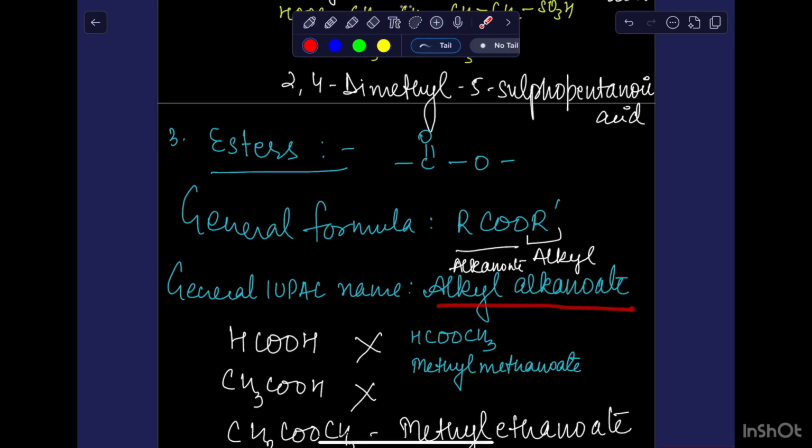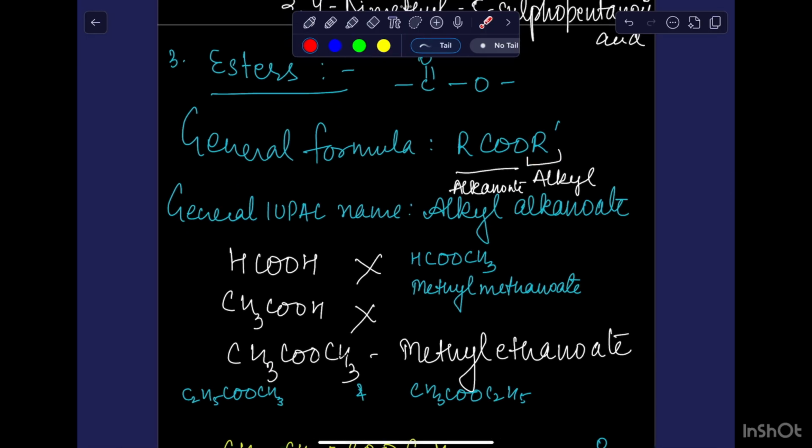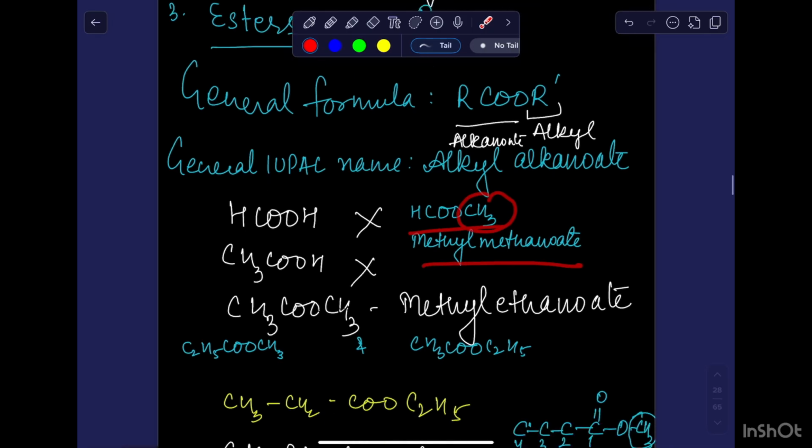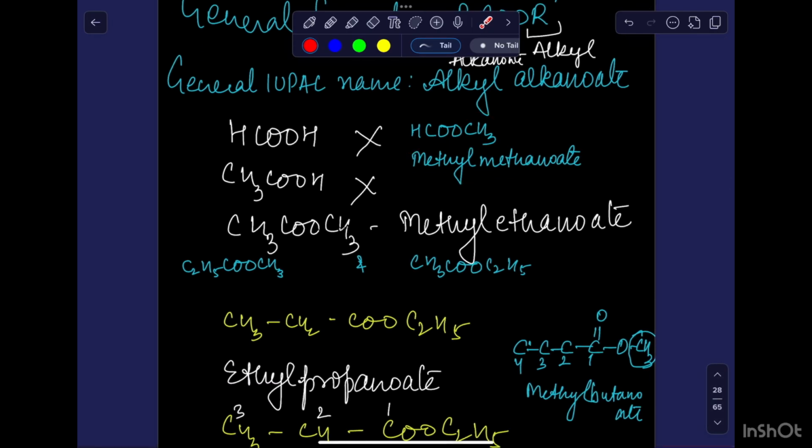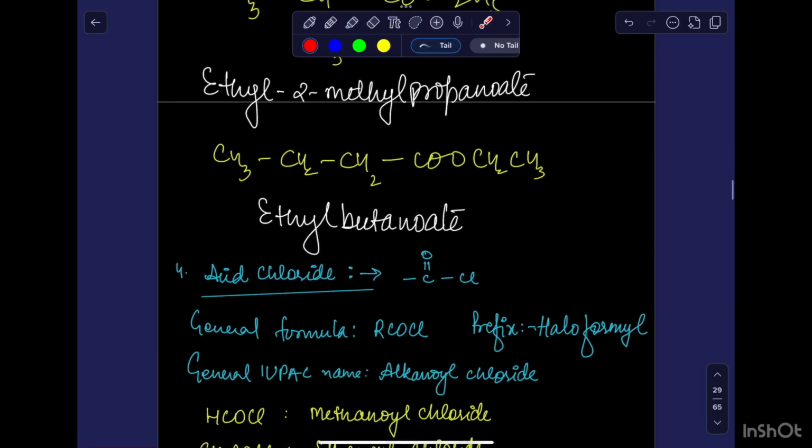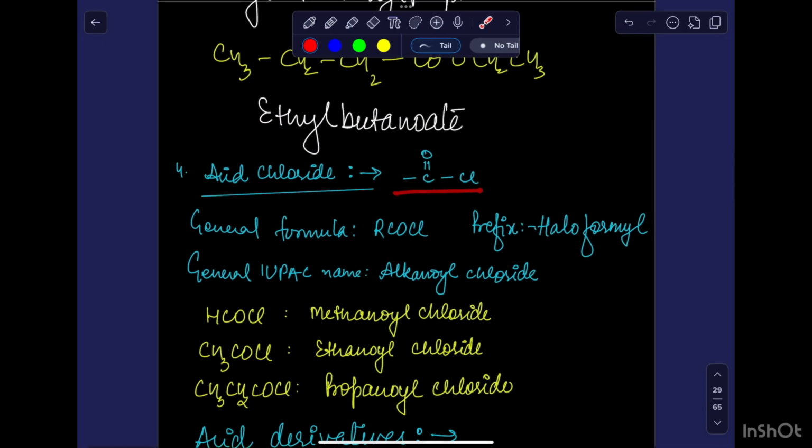Next is ester, very important. Its name is alkyl alkanoate. The part which is connected to oxygen is written as alkyl and the remaining is written as alkanoate. So if you start with hydrogen, the first compound you get is an acid, not an ester. Similarly, the second one, if you write it this way, it is acetic acid. But if you attach CH3 with oxygen, then it becomes an ester and the name is methyl methanoate.